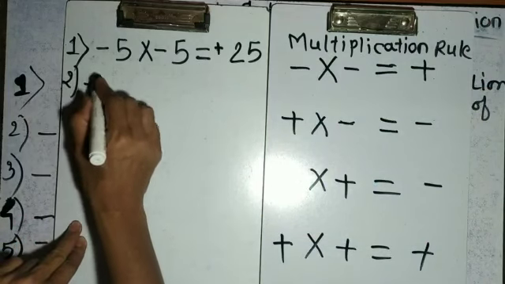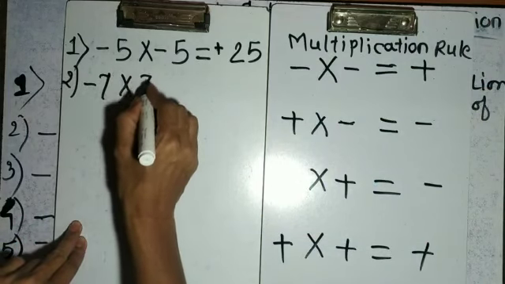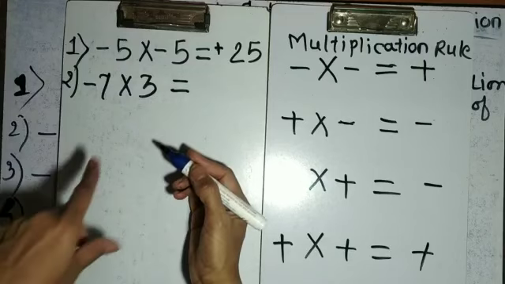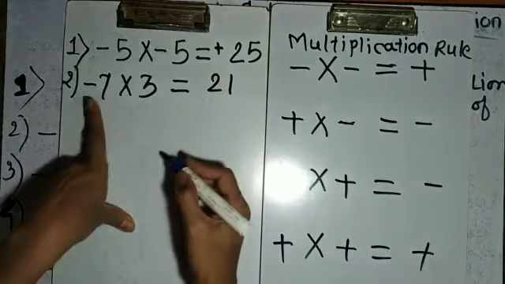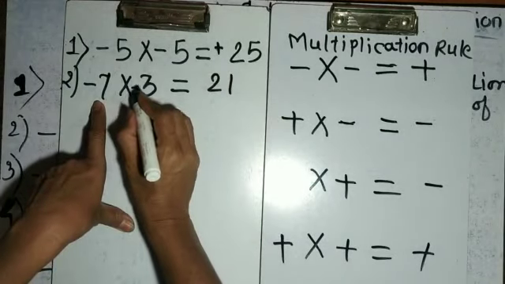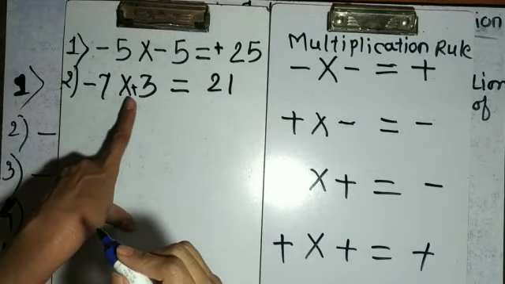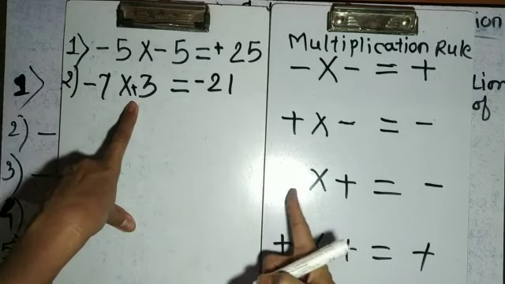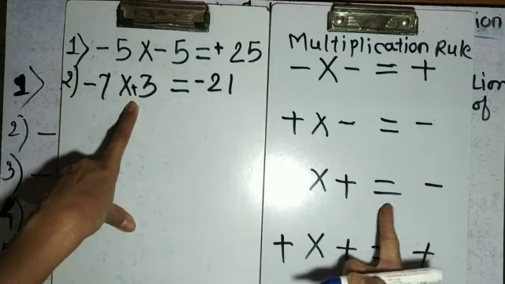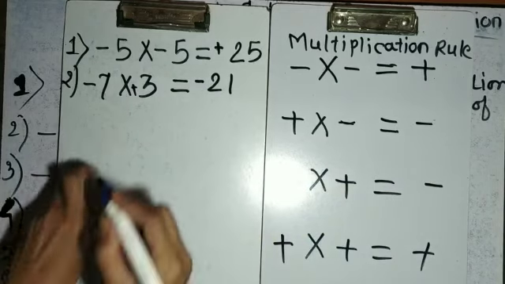Second example, minus 7 multiplied by 3. How will you solve this example? 7 3s are 21. And now for the multiplication, no sign is there, so you have to assume that a plus sign is there. So minus into plus, minus. As per the rule, answer will be minus 21.